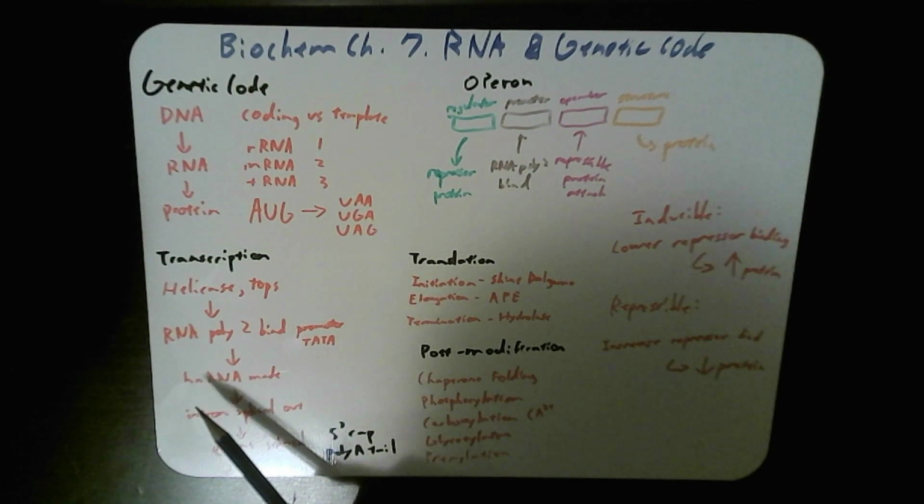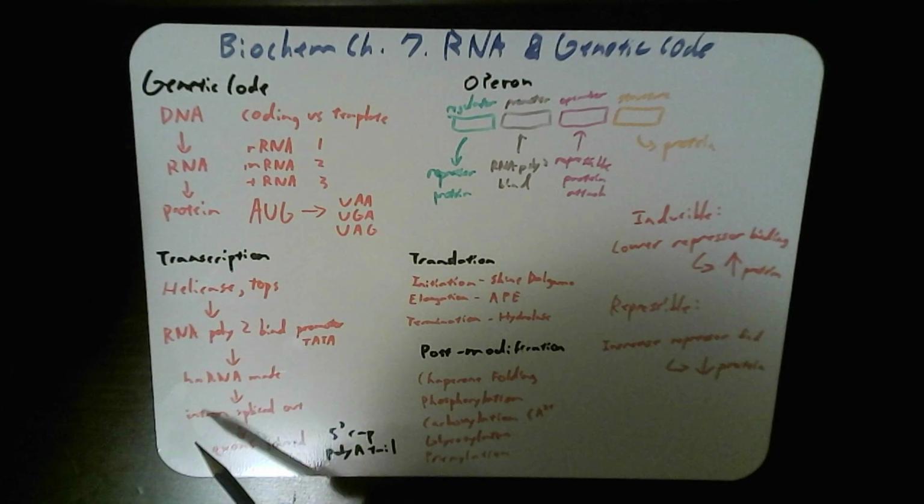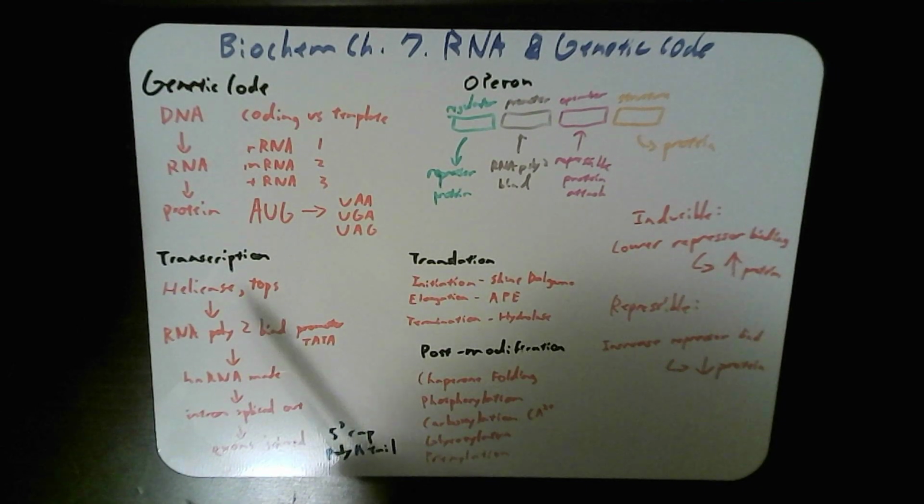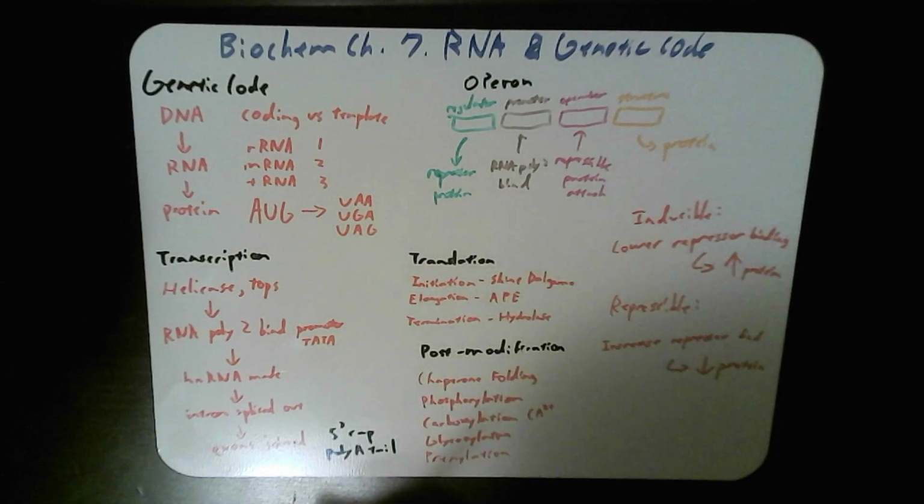Once the heterogeneous nuclear RNA is made initially in the nucleus, it then quickly splices out the introns and joins together exons. Depending on the type of protein product being made, there could be alternate splicing. Perhaps some exons are actually removed as well in order to make a different type of protein.